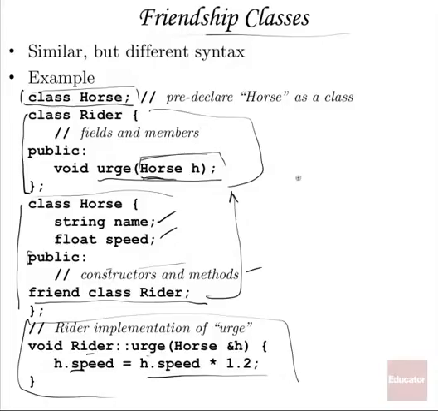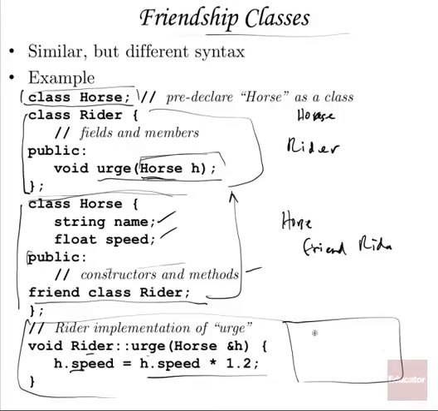So this is maybe a little bit confusing. We have the horse, and its friend is the rider. And its definition for rider is before the definition of horse, and the definition of horse is a class, just so that it knows it's there, is before the rider. And then the actual implementation of the code is later still.